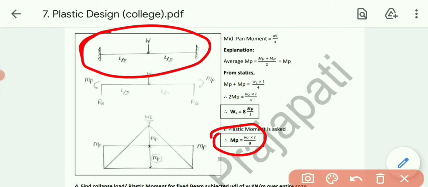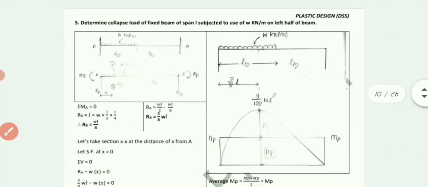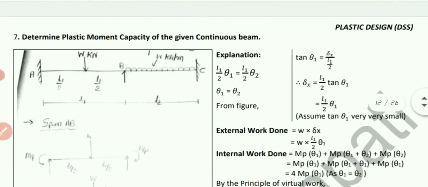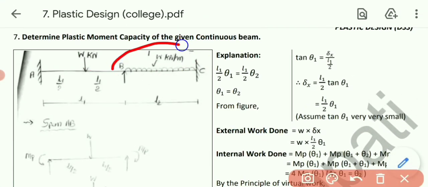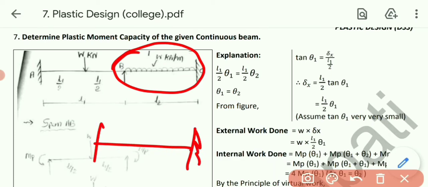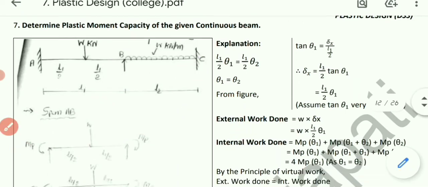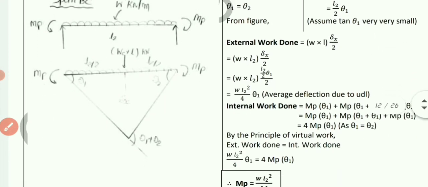Okay, now let's take the other span, that is BC, the same sum. In case of BC, C is already a fixed support, and because of the intermediate support, B will also be converted into a fixed support. So the beam will be like this, a left hand side moment will be produced, and a right hand side moment will also be produced. Okay, so span BC.